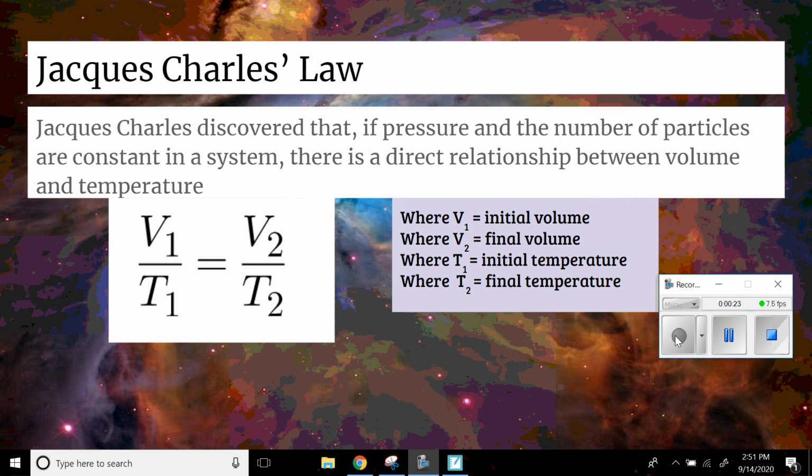So here's the formula. Initial volume divided by initial temperature is going to be equal and proportional to final volume divided by final temperature. And it's important to note here that those temperatures must be in kelvins, and we'll use that in the example. So V1 over T1 equals V2 over T2 is going to be Charles' law. Take a moment and write this down, and we'll move on to the next slide.